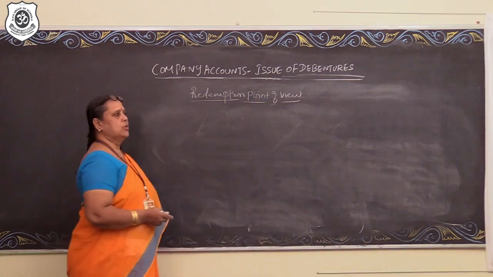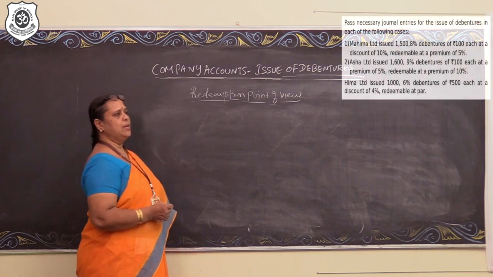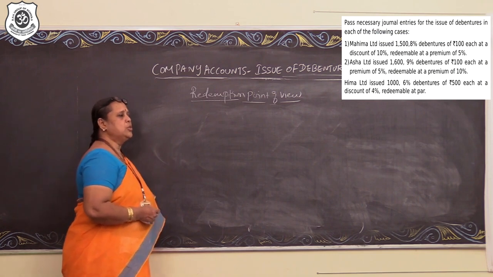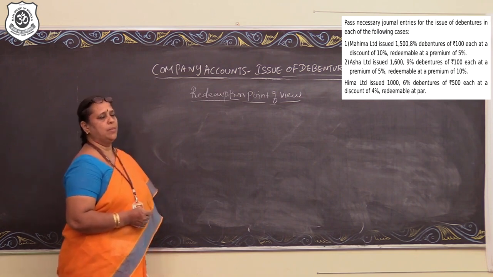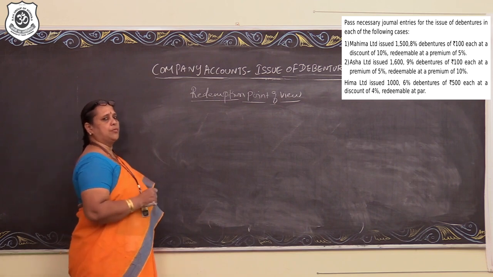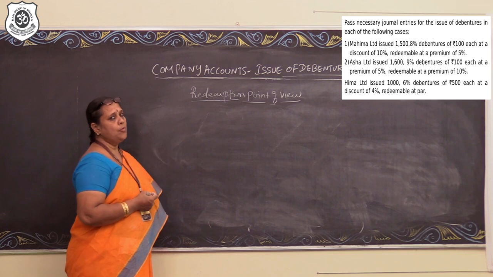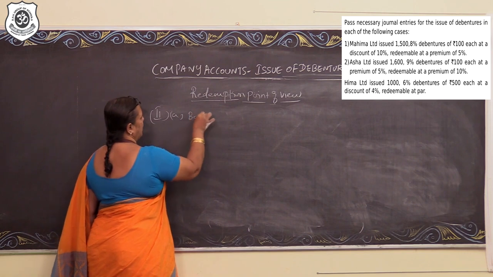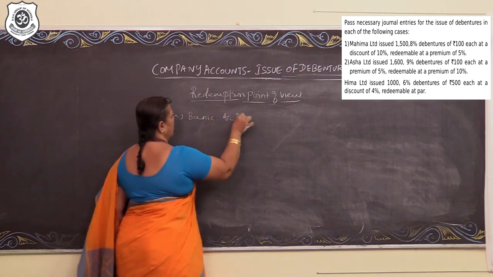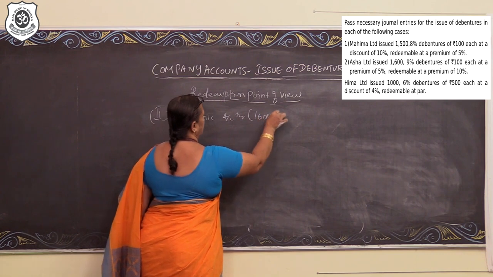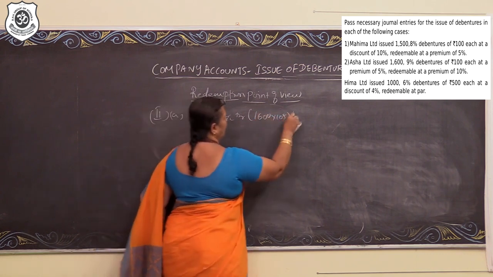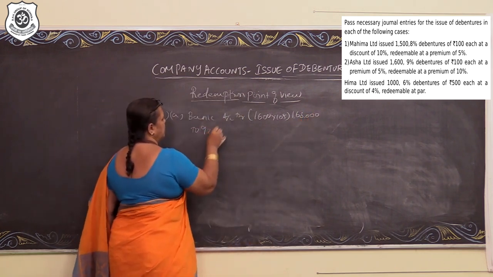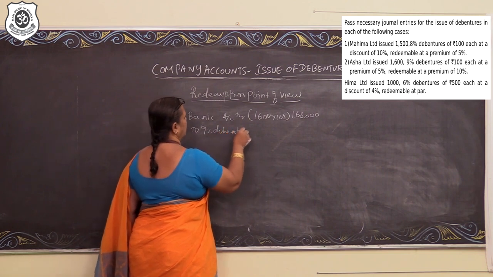First case is over. So the second question, we are going to have Asha Limited issued 1,600 9% debentures of rupees 100 each, issued at a premium of 5% and redeemable at a premium of 10%. So the company issues at 5% premium and redeems at a premium of 10%. So case 2, journal entry 1, bank account debit will be 1,600 into 105 gives you 1,68,000 to 9% debenture application and allotment account.